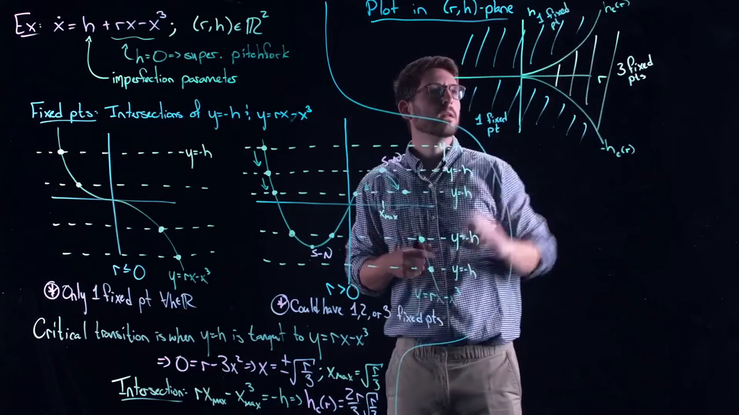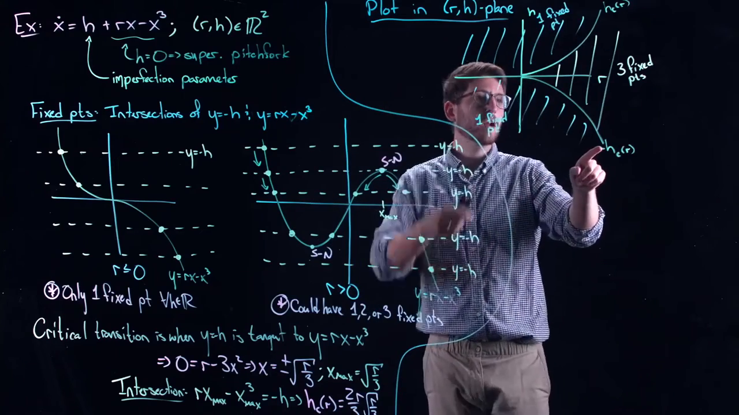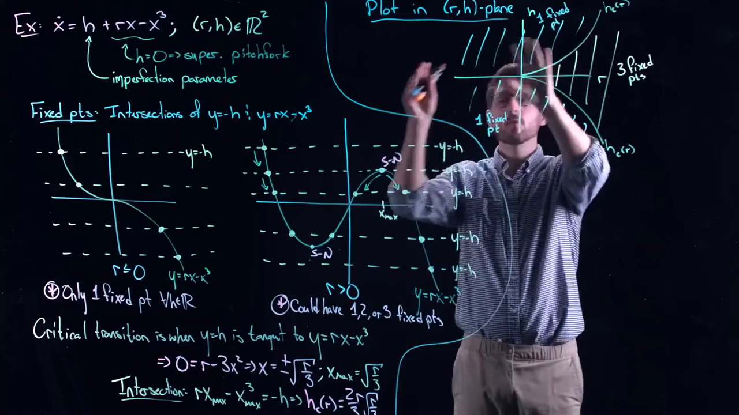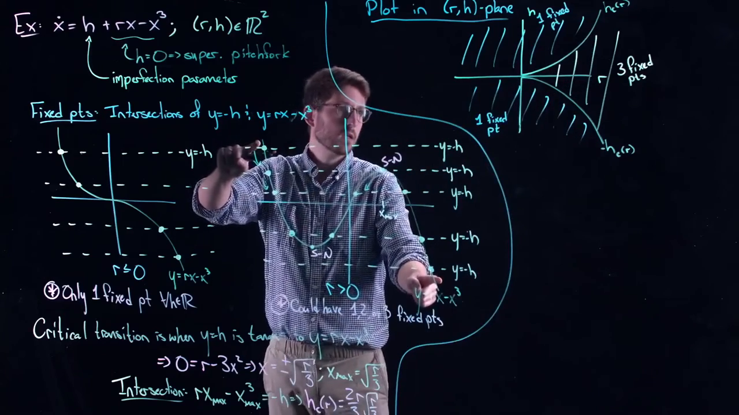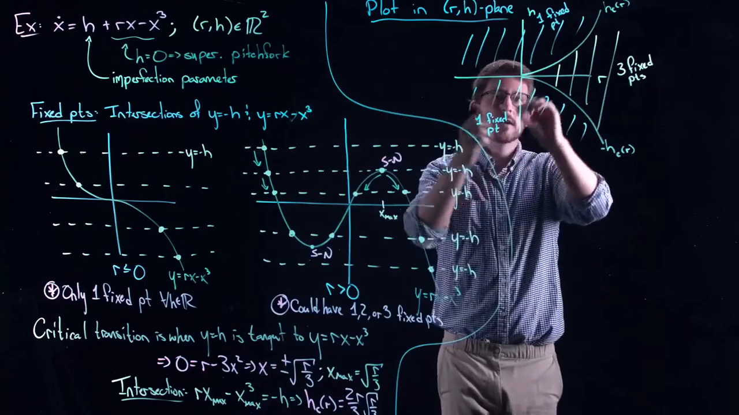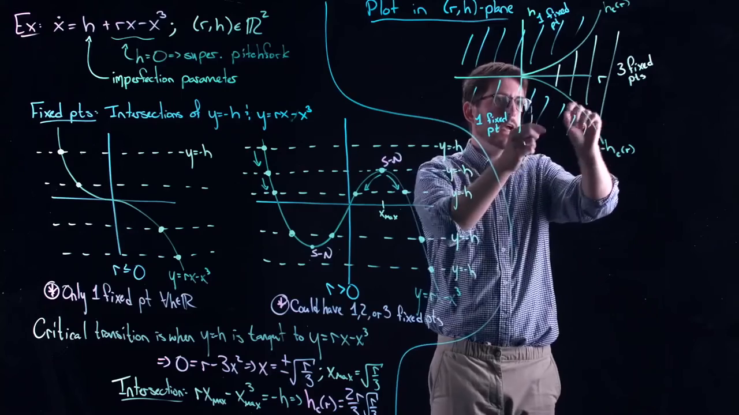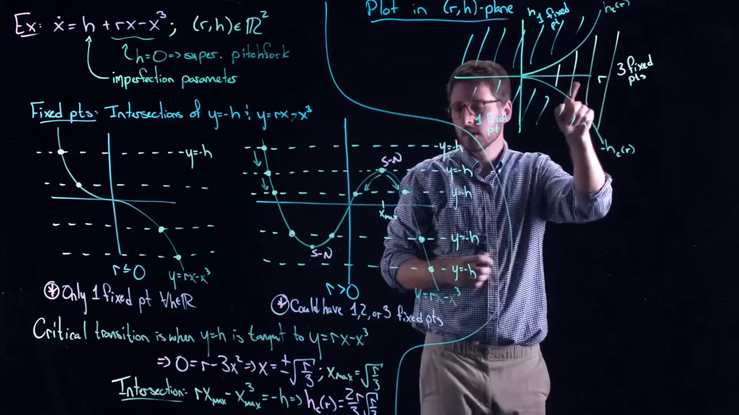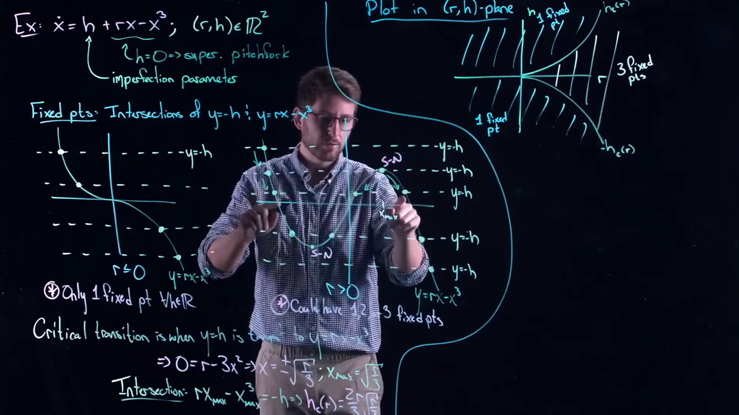least for now. And so what this tells me is that if I am not between these two curves, I only have one fixed point. It's this guy or this guy. That's it. But if my parameter, you know, imagine I can tweak r and h and I move myself around in space and I accidentally find myself in here, well then I'm in this little strip right here where I've got three fixed points.